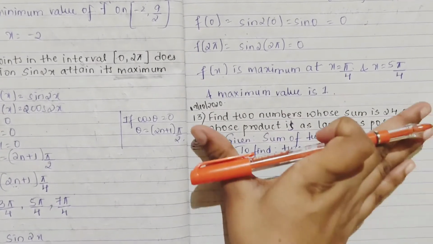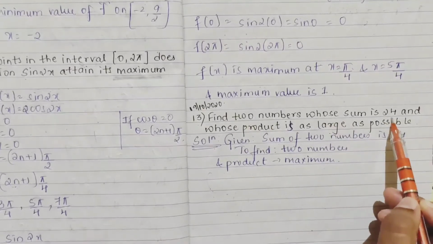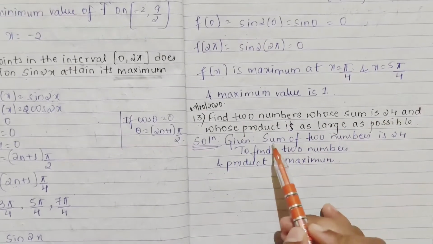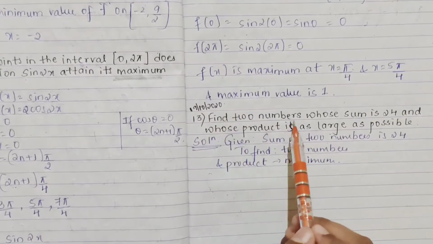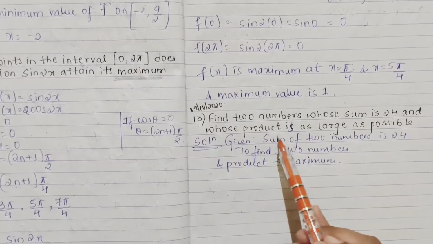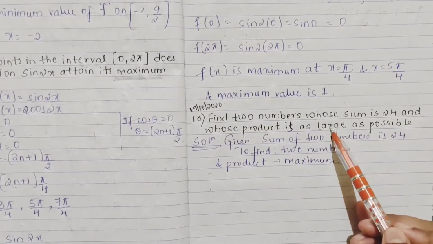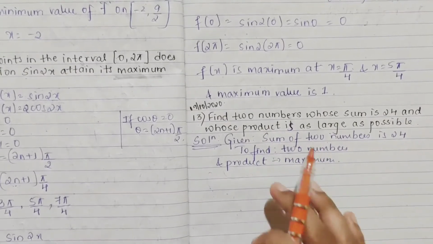So as I've said, first see what they have given. They have given that the sum of two numbers is 24, so I've written: given, sum of two numbers is 24. What they have asked to find is two numbers, along with that, whose product is as large as possible. Large means obviously maximum, so the product of these two numbers is maximum. This thing they have given.